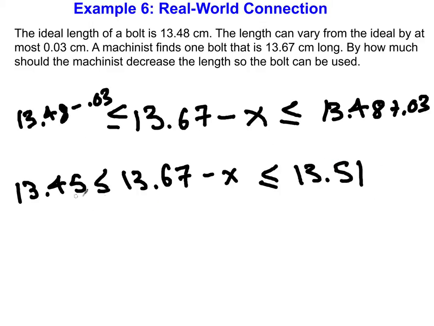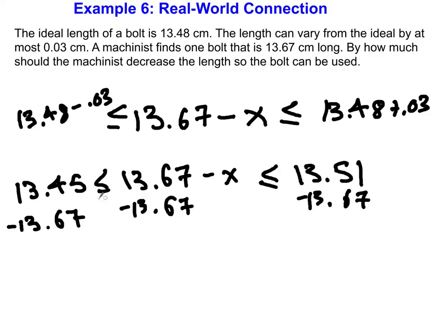So now if you solve this compound inequality, you'll have the x values that work. So if you have an and statement, which this is, because it's all written in one statement, it's saying this and this both have to be true in order for this to work. So you can work it all out at once. You can do minus 13.67. You subtract the same thing from each part of these two inequalities. And here you get negative 0.22. And here you get negative 0.16.